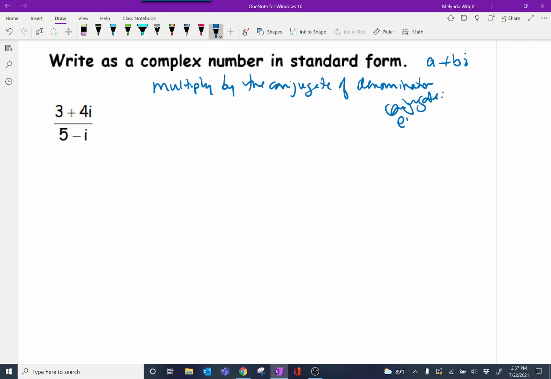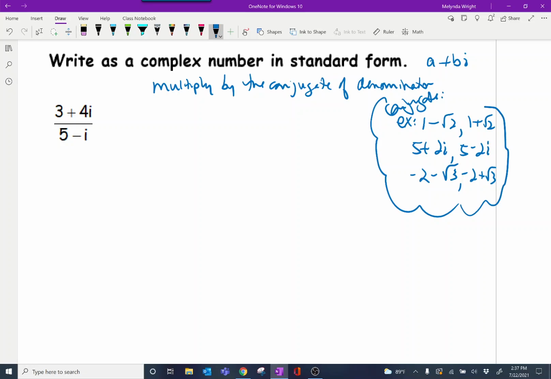For example, 1 minus root 2, its conjugate would be 1 plus root 2. Or say 5 plus 2i, its conjugate would be 5 minus 2i. And one other example, what about negative 2 minus root 3? Its conjugate would be negative 2 plus root 3. Notice that the sign of the first number doesn't change. It's just the sign in the middle, between the two numbers, that changes. So that's just a little sidebar reminding you what a conjugate is.